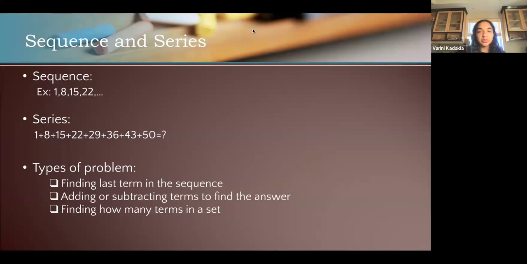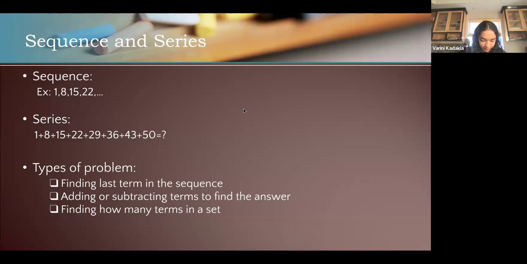A sequence is basically a set of numbers, like 1, 8, 15, 22, that has a common difference between the two numbers. There are two types of sequences you can find. One would be a geometric sequence, where the difference between two numbers would be a multiplying factor.